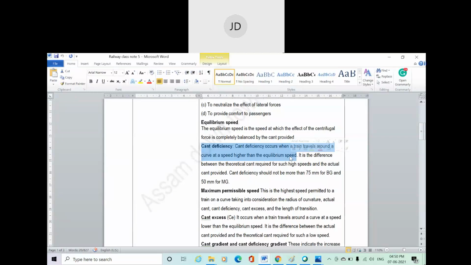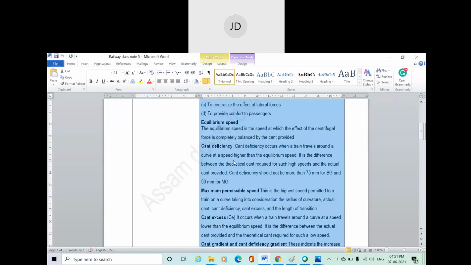It is the difference between the theoretical cant required for such speed and the actual cant provided. That means if you are moving a train at a speed more than the equilibrium speed, then the required superelevation will not be there actually. In that particular case, there is a cant deficiency. We require more cant, more superelevation, so that we can neutralize the centrifugal force.